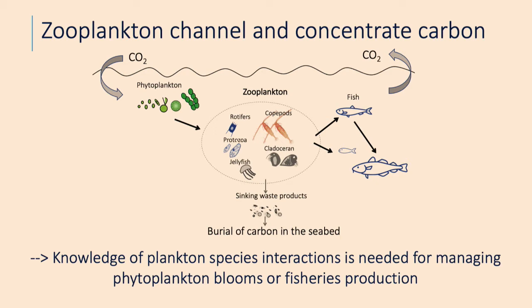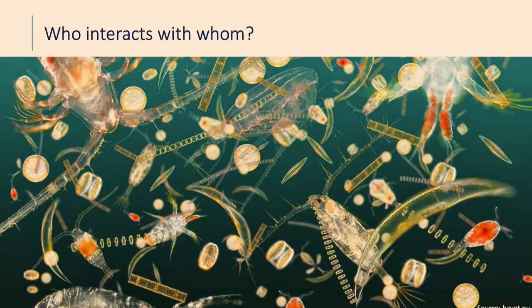But if we want to manage the phytoplankton blooms as well as fisheries production, we need to know all this about the interactions between the plankton communities, like who is feeding on whom. But this has usually been a challenge so far. And the key question still is, who interacts with whom, or which predator is eating which prey. And for plankton communities, this has been a challenge, largely because they are very diverse.